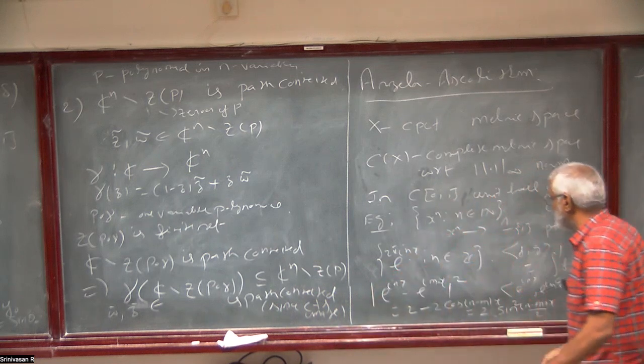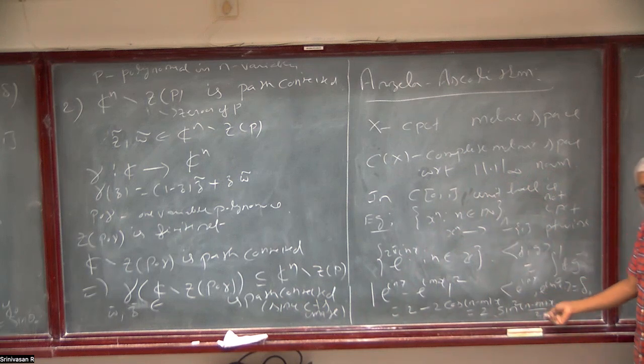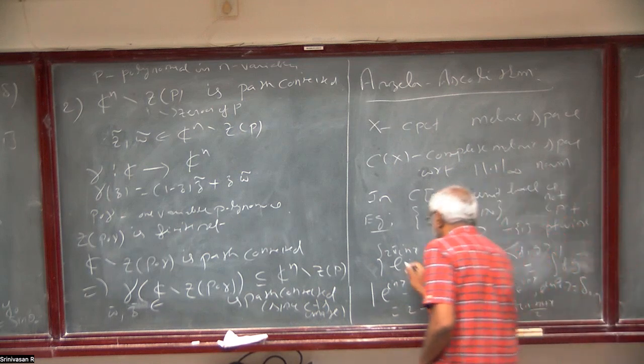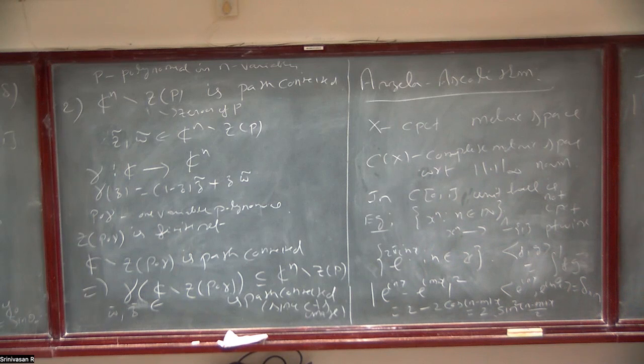Okay. And you can see that in this interval, the maximum value will be attained. So if you take the supremum over x, then the supremum norm of e power inx minus e power imx will be 2, the square root, I mean, will be root 2. Okay. So there is a fixed distance between this function and this function. This cannot have a convergent subsequence. Okay. So what we are saying is this is not relatively compact.